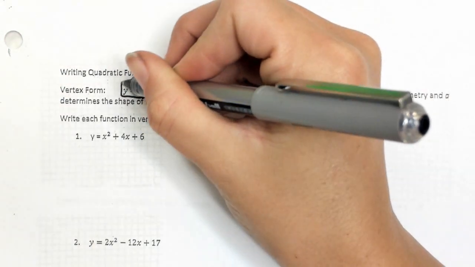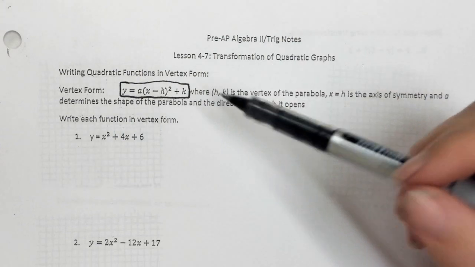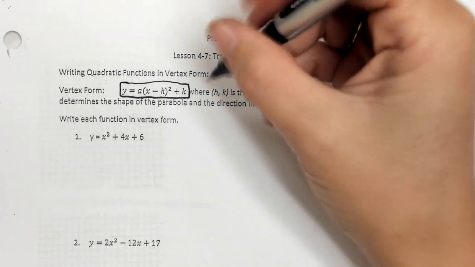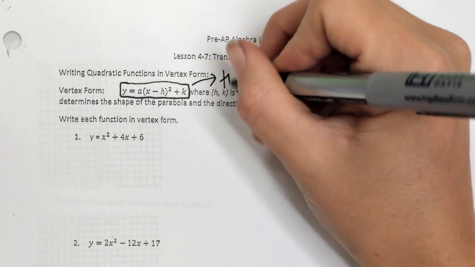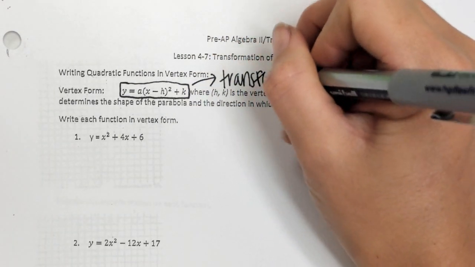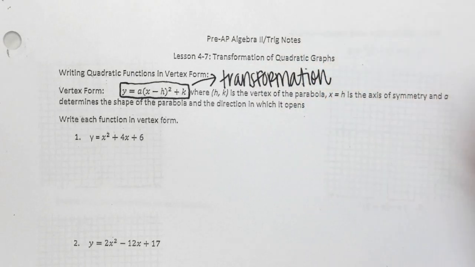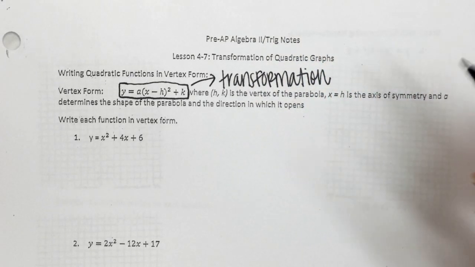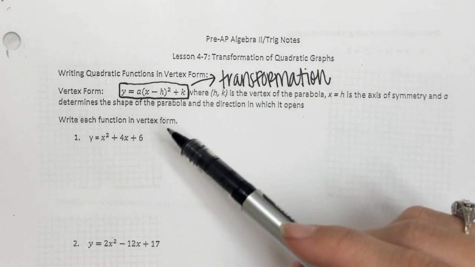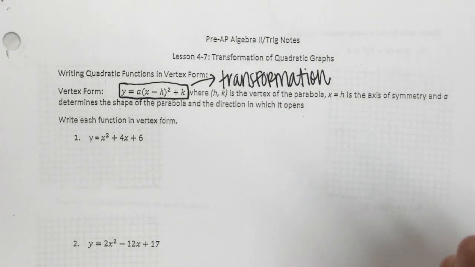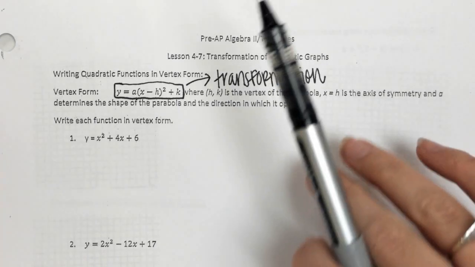The first thing we're going to do is change these from standard form to vertex form, or sometimes it's called transformation form. So if you hear me say put this formula in vertex form or transformation form, this is what I'm talking about, this type of form. To do that you kind of have to remember how to do completing the square.